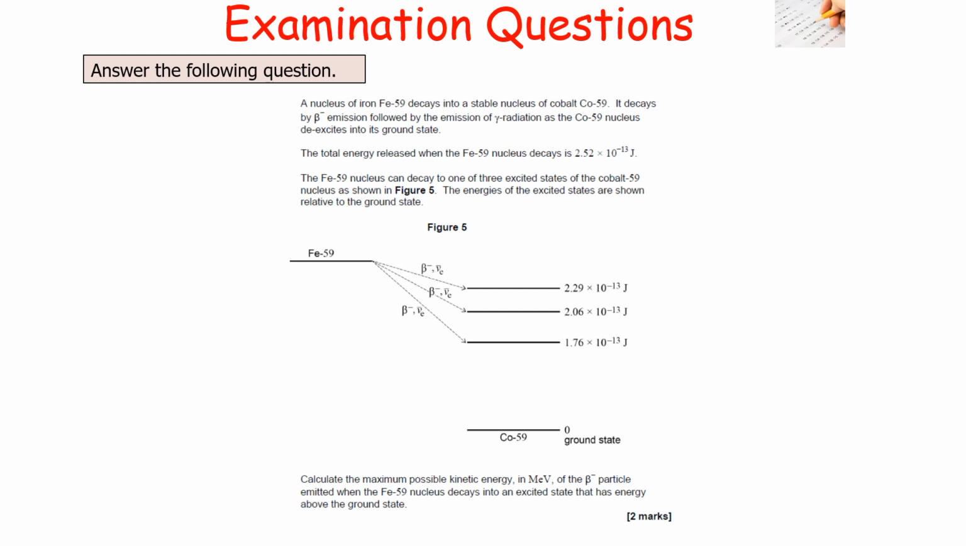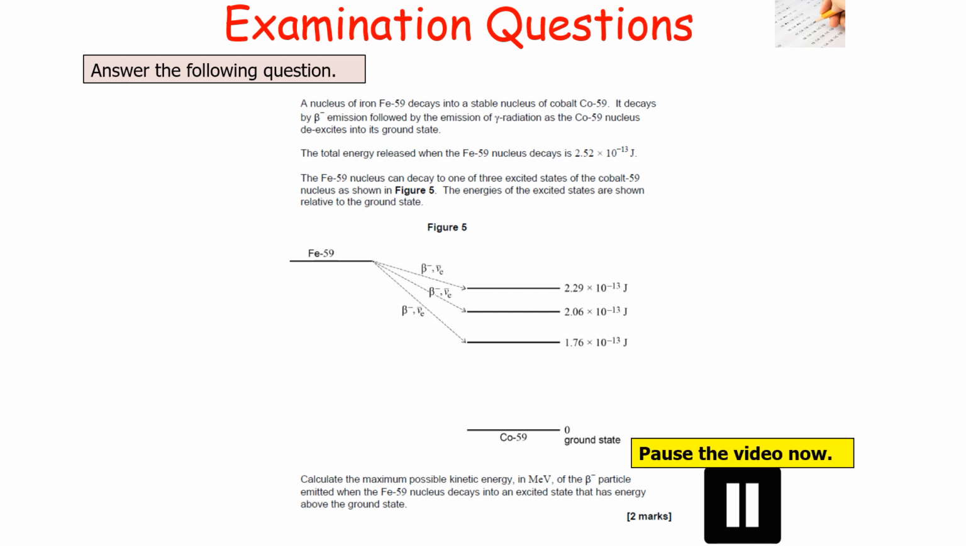Calculate the maximum kinetic energy in MeV of the beta minus particle emitted when the iron-59 nucleus decays into an excited state that has an energy above the ground state. So pause the video now, then unpause the video when you want to go through your answer.